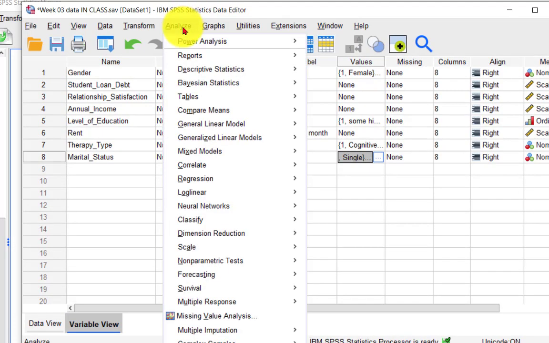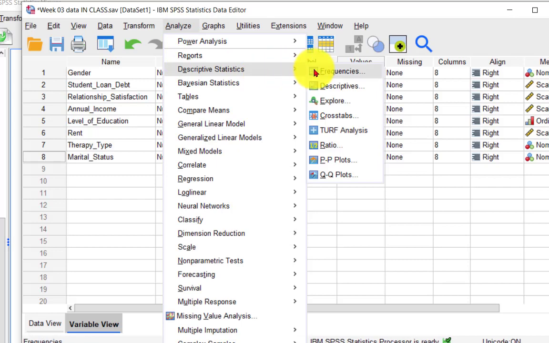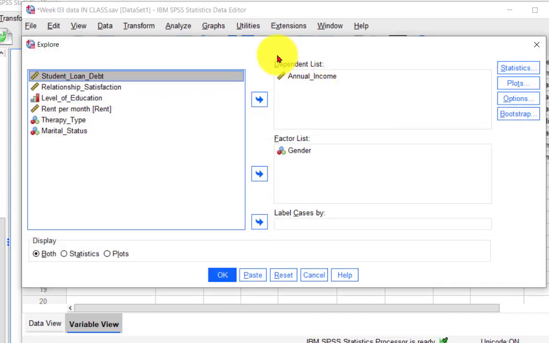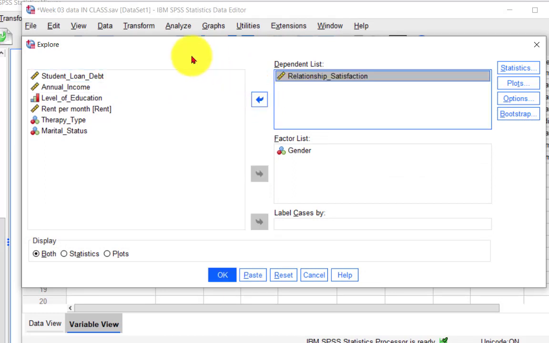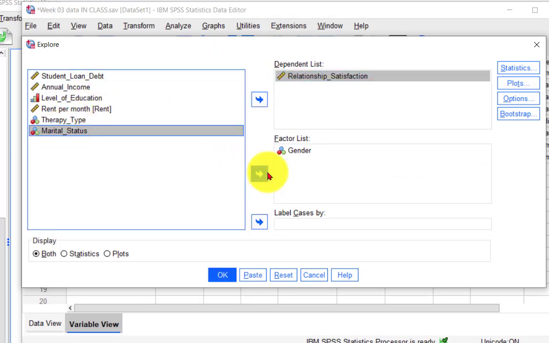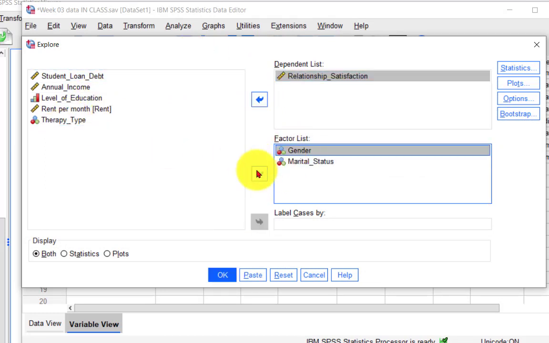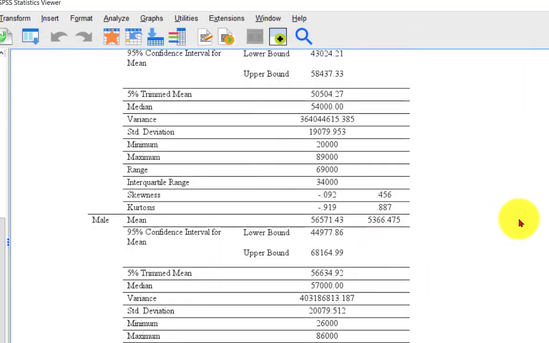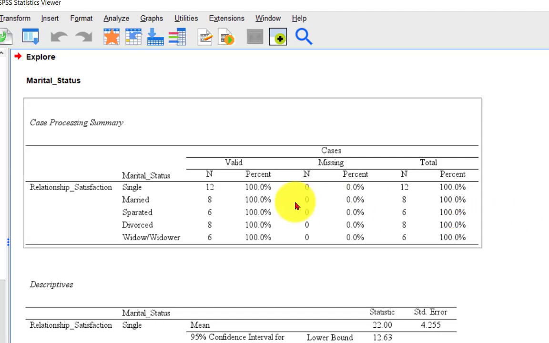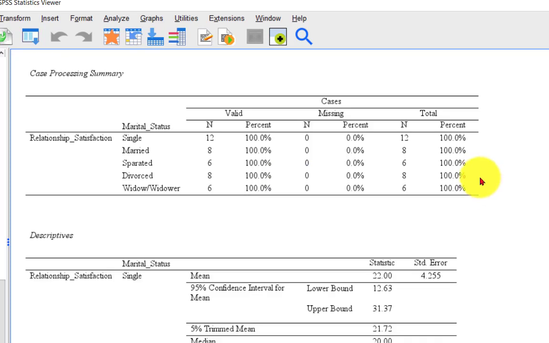We simply go to Analyze, Descriptives, Explore, and we put in relationship satisfaction, and we put in marital status, kick out gender, boom. And it's going to give us that giant printout of each group. So here's all the relationship satisfaction groups, right? The different levels of that categorical variable. How many are missing? How many are in each group?